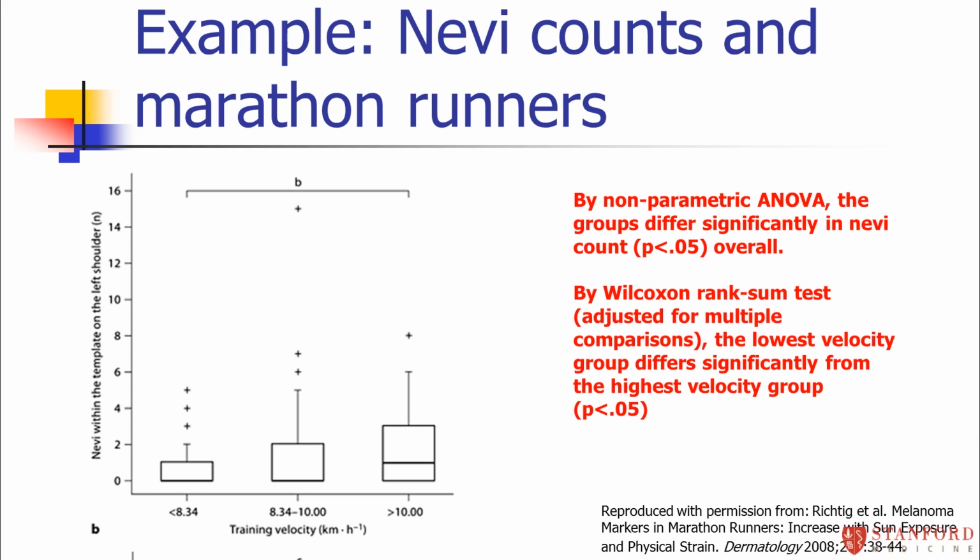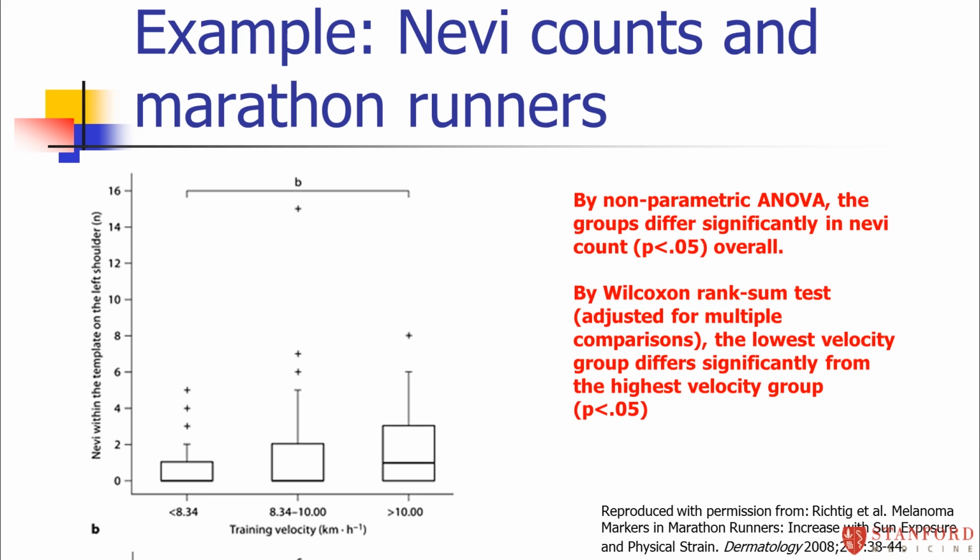It involves ranking and adding up the ranks within those groups. It turns out that there is a significant difference in nevi count across the 3 groups. Now remember, all that ANOVA tells you, it's a global test, so it tells you that at least one of those groups differs. It doesn't tell you which groups differ. The authors went on further. They wanted to know exactly where those differences lay, however.